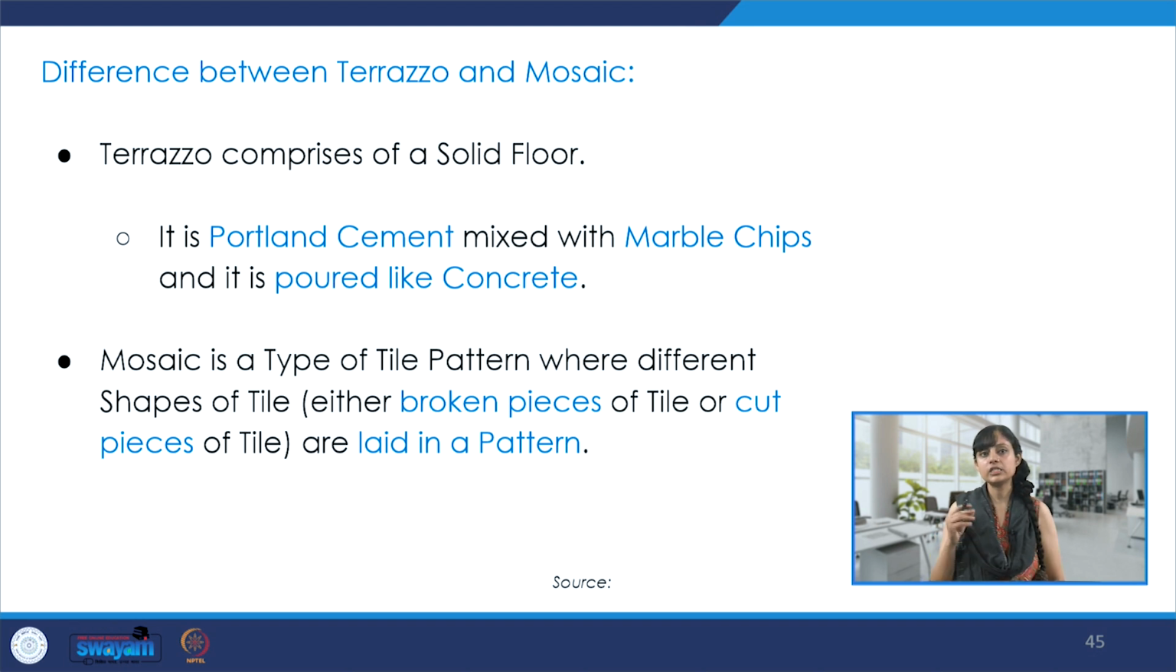Then what is the difference between terrazzo and mosaic? Because in the world of tiles, you will hear this quite often and it may be confusing and we may mistake one for another. So basically the terrazzo comprises a solid floor. It is a Portland cement mixed with marble chips and it is poured like concrete. While mosaic is a type of tile pattern where different shapes of tiles, either broken pieces or cut pieces, are laid and then a pattern is formed. So that is a mosaic.